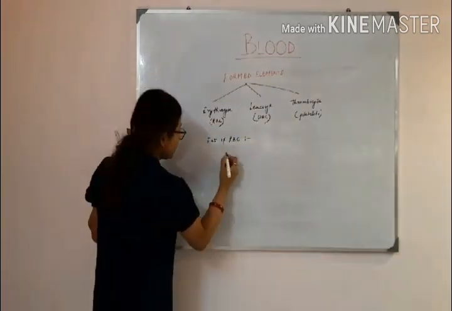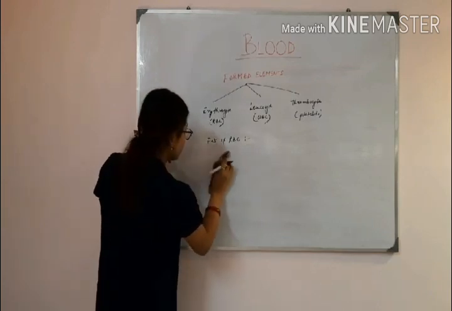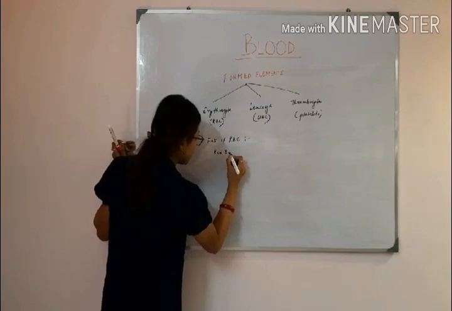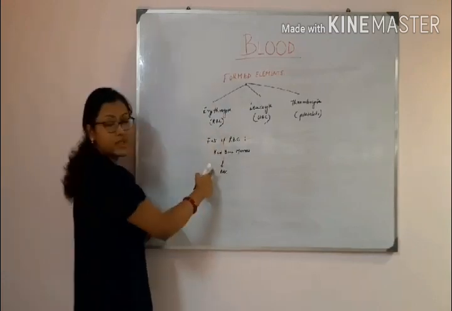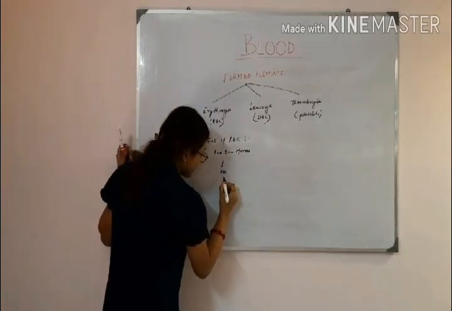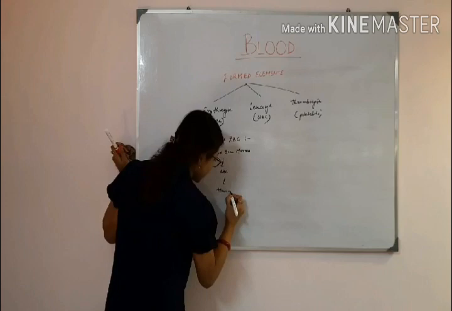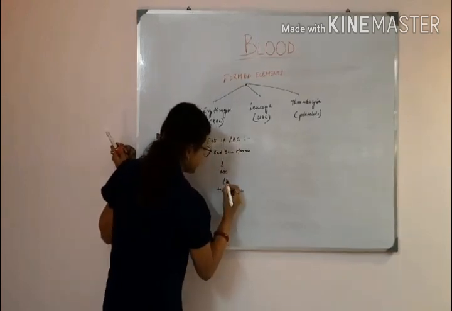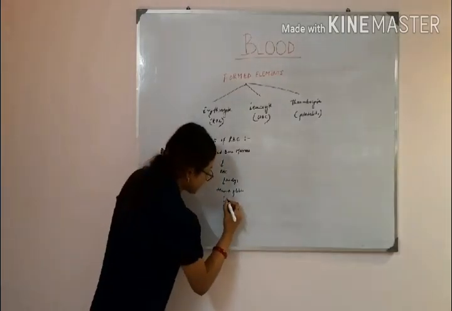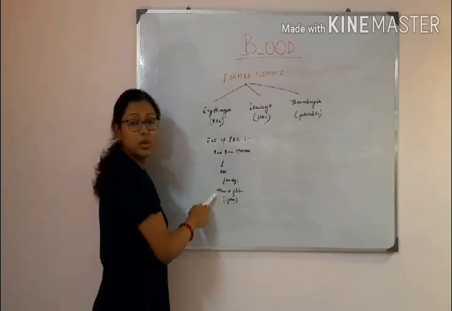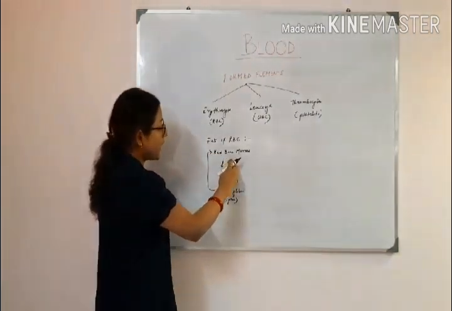Okay. First of all, RBC is formed from red bone marrow. Next, this RBC goes to spleen and splits into heme plus globin after 120 days. This heme again recycles and goes back to red bone marrow, and again RBC is formed.